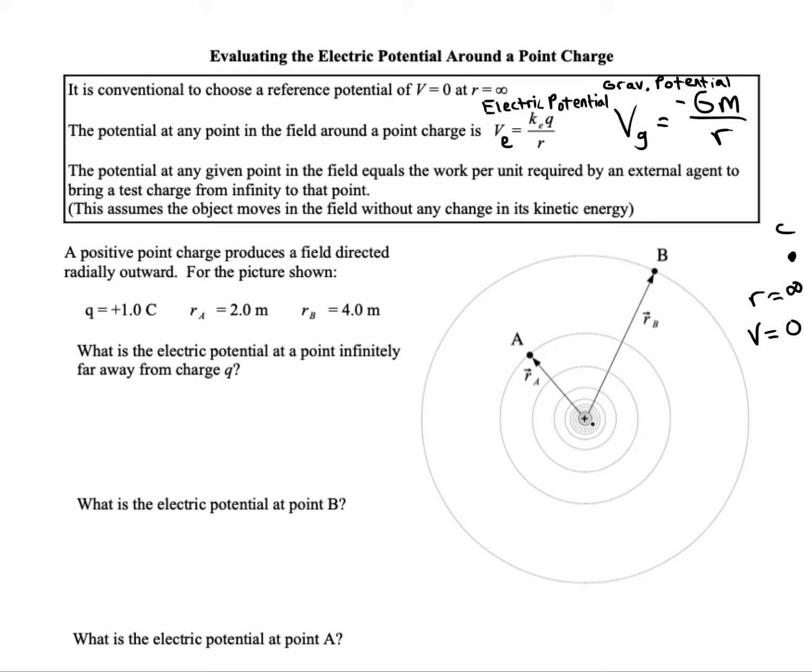And the potential is going to only increase as we get closer and closer to a positive charge. Now this is a little bit different from the potential around a point mass. Point mass would create a potential well where the values get more and more negative as we move toward the mass.